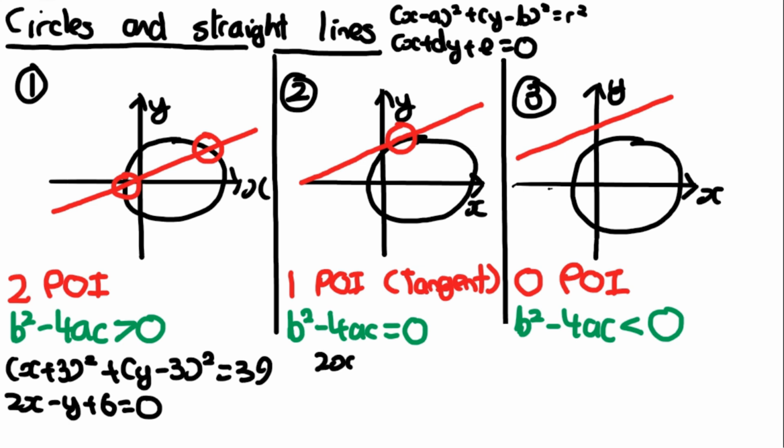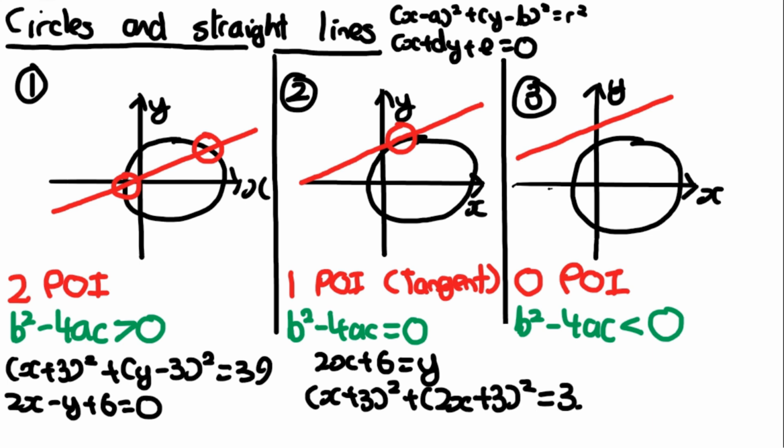So it's going to be 2x plus 6 is equal to y, as we put the y onto the other side. And then we sub this into the circle equation to get (x plus 3) squared plus (y, which we sub in 2x plus 6 for) so it's going to be (2x plus 6 minus 3), which you can simplify to (2x plus 3) squared is equal to 39. Then we can expand the brackets: this bracket is going to be x squared plus 6x plus 9, plus this bracket is going to be 4x squared plus 12x plus 9, and this is all going to be equal to 39.